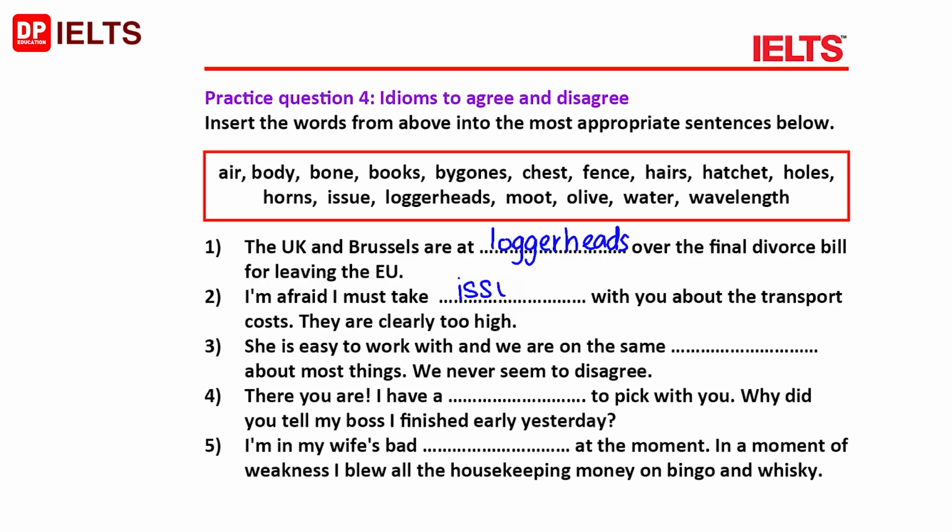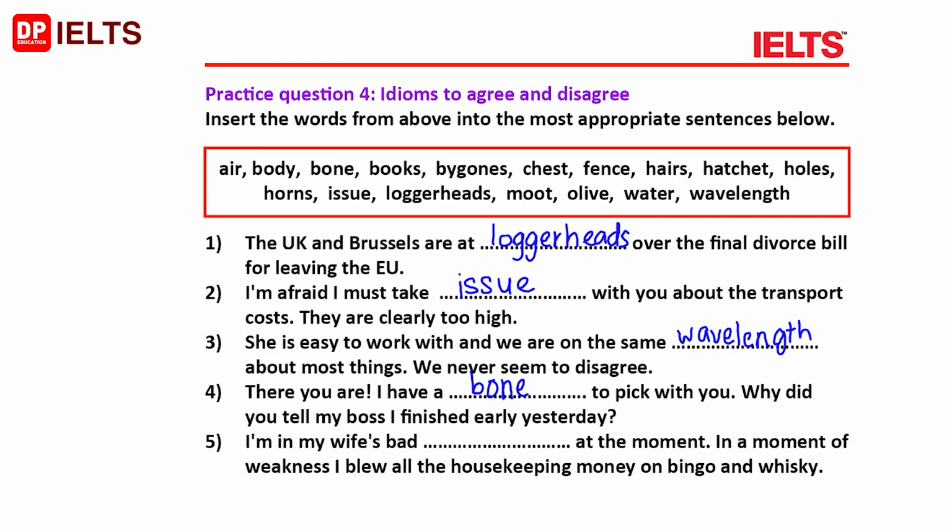About the transport costs, they are clearly too high, right? Next one, she is easy to work with and we are on the same wavelength. There you are. I have a bone to pick with you.